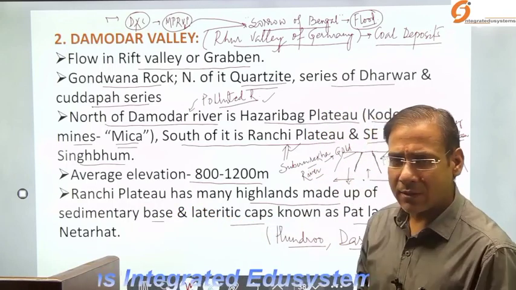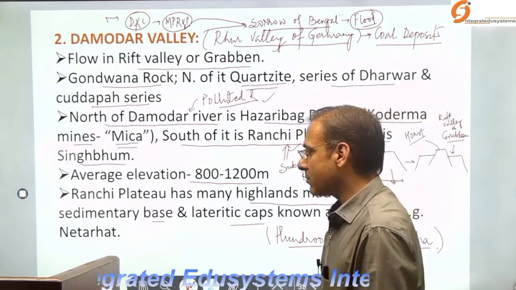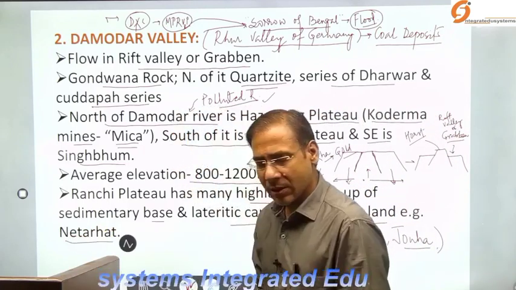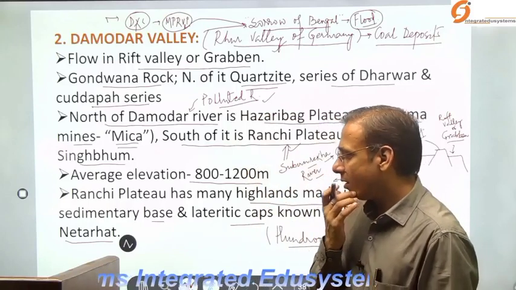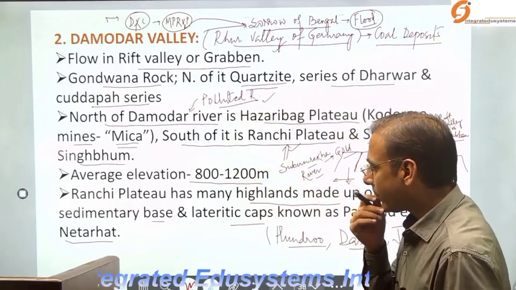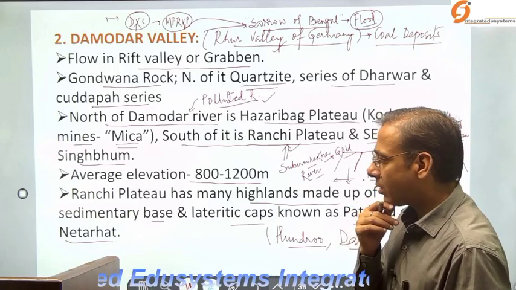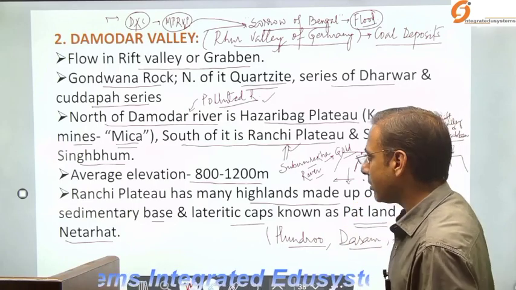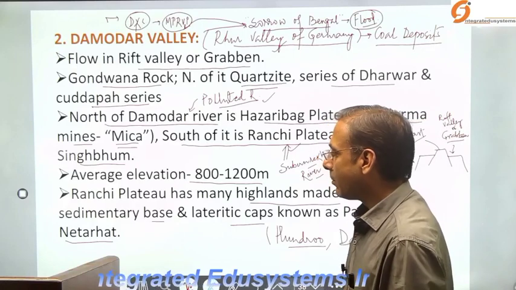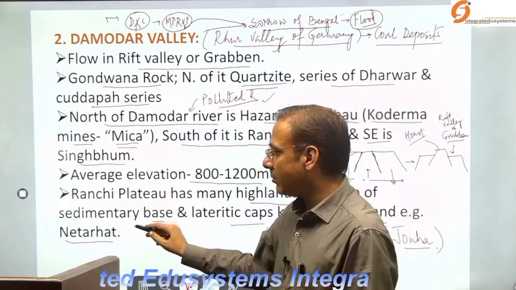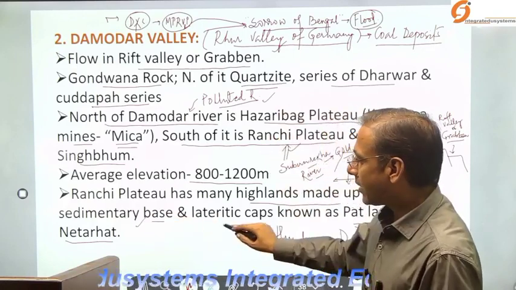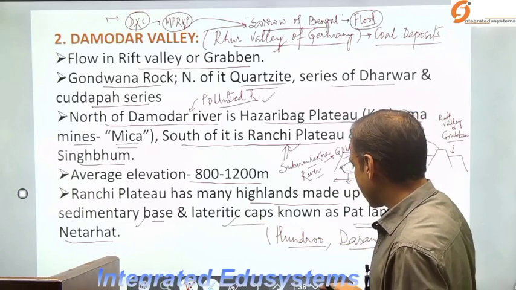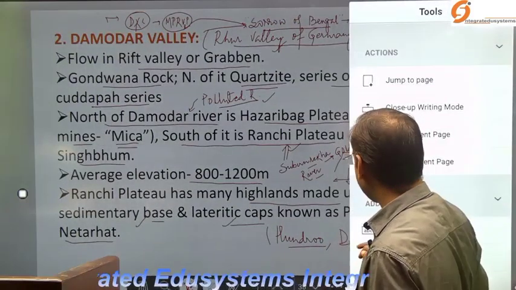You must have heard the name Netarhat. Netarhat is very famous for a school, and it is a tourist spot. Here we find a unique landform. We call it parkland. What do we call it? Parkland. What is the base of parkland? Sedimentary, but with a lateritic cap. I will show it now. So let's look at what parkland is.